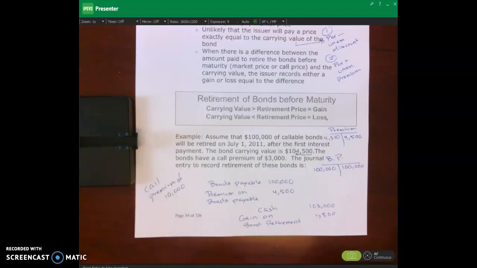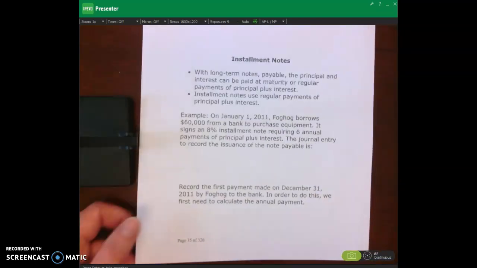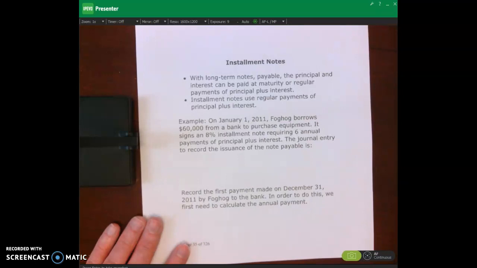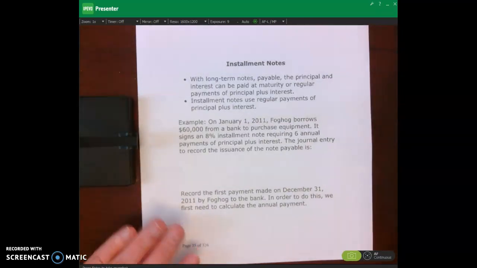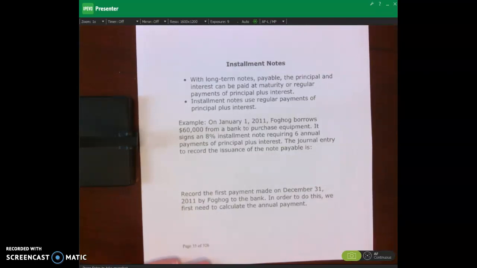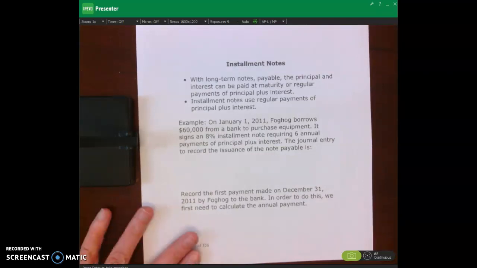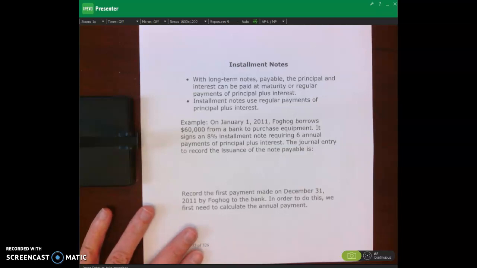So now let's talk about installment notes, okay? So installment notes is like a car payment. Have you ever had a car payment, or a mortgage payment? Probably haven't had a mortgage payment yet, but once you go out in the working world and you're working hard and you start to want to buy a house, you'll have a mortgage payment. Mortgage payments, car payments, student loan payments, those are all installment notes.